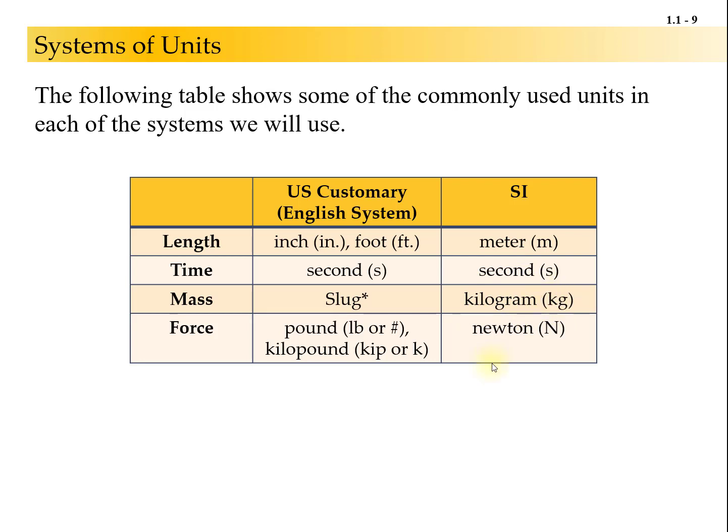In force, in the English system, we have pounds, and it's lb or the pound sign, or kips, kilopound. This is called a kip. We never call it a kilopound. It's always called a kip, but it actually is a kilopound because the U.S. customary system engineers were like, that SI system is kind of cool with the kilo, mega, milli, all that stuff, and they were like, maybe we can steal that and do better conversions.